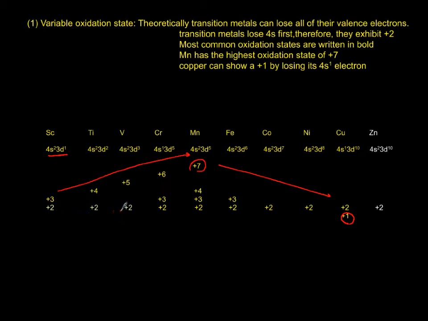Therefore, all transition metals can form +2, and also you can lose the d electrons one by one and form variable oxidation states. So there are a few notes here that I have highlighted. It's worthwhile to remember, and you should be able to do electron configurations of transition metals as well as appreciate their variable oxidation states.